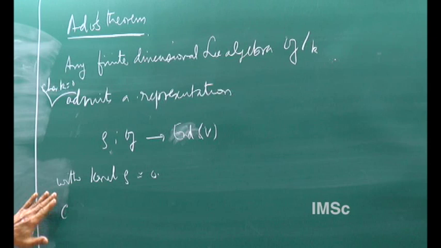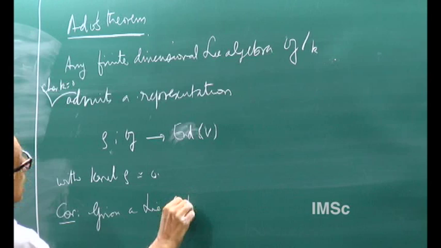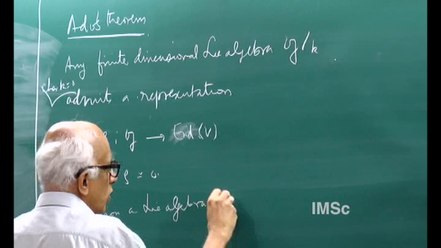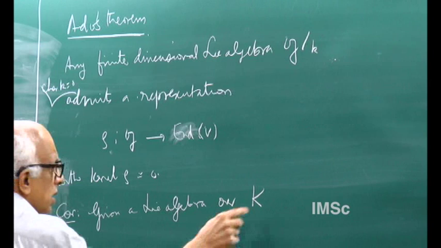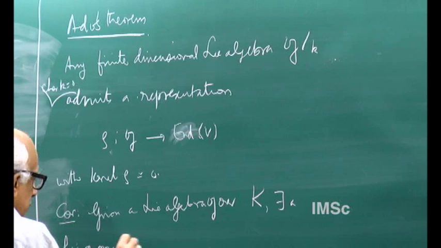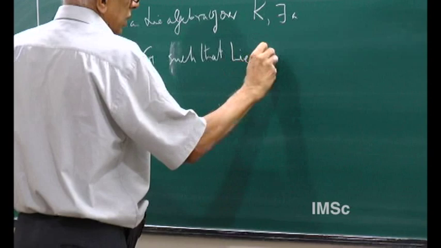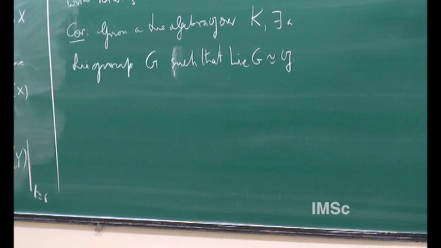And as a corollary, which I also pointed out last time, this is true over an arbitrary field K, but given a Lie algebra over a periodic or Archimedean field K, given a Lie algebra g, there exists a Lie group G such that Lie G is isomorphic to g. That's an immediate corollary, as I pointed out, that follows from this theorem.